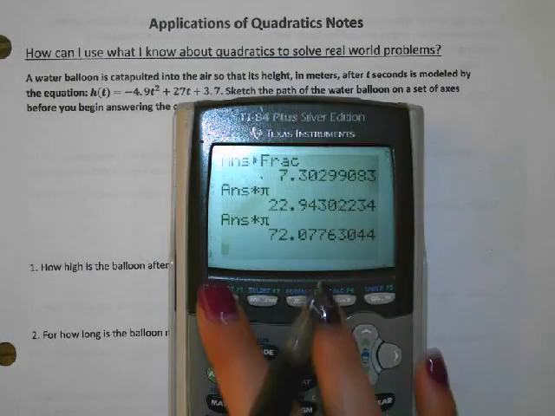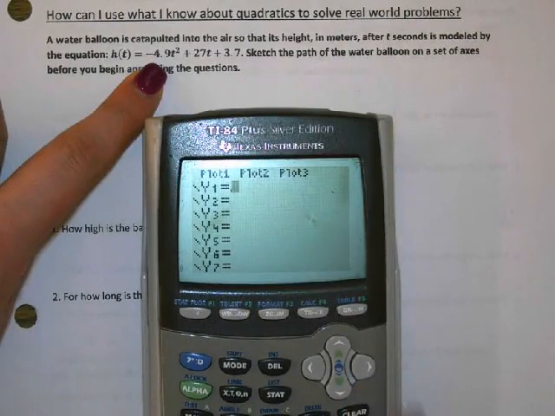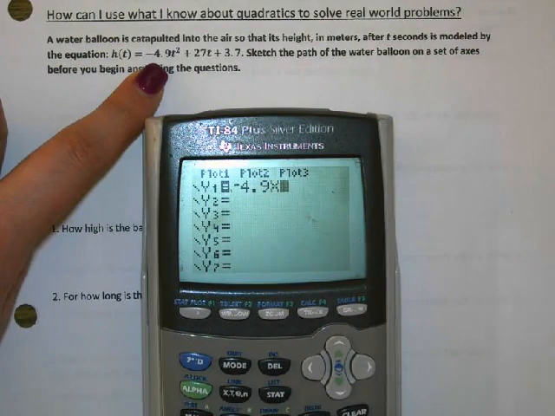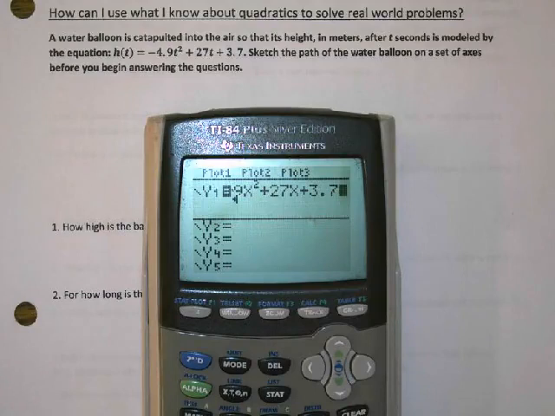So I'm going to hit y equals, and it says negative 4.9 t squared. I'm going to use x's though, so negative 4.9 x squared plus 27x plus 3.7. So the situation says we have a water balloon that's being catapulted into the air, and it's modeled by this equation, and they want us to draw a sketch of that so we can go ahead and graph it on our calculator to see what it looks like.